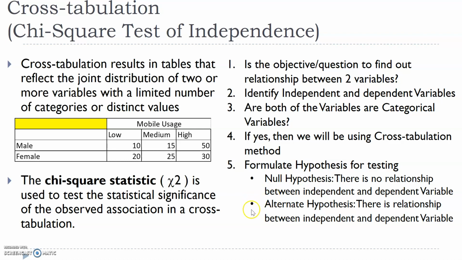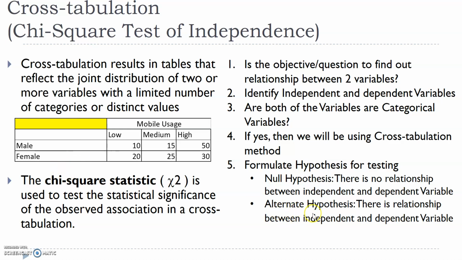Next step, in case of any hypothesis testing, the first step is to find out your null hypothesis and alternate hypothesis. Null hypothesis, always remember, is a status quo. That means there is no relationship. So in my case, there is no relationship between the independent and dependent variable, that means no relationship between mobile usage and gender.